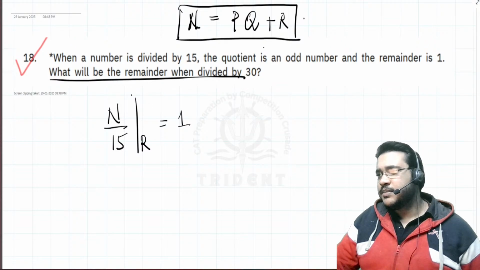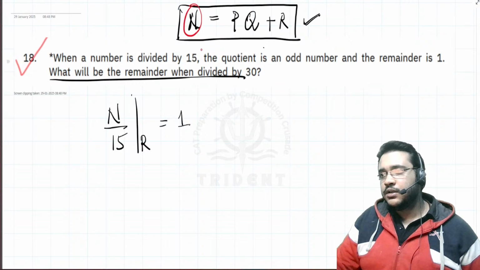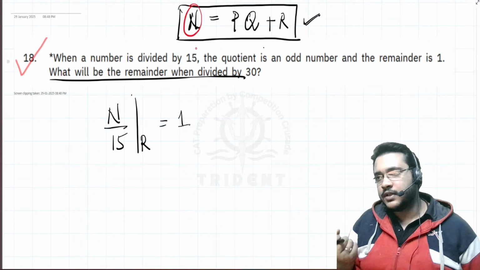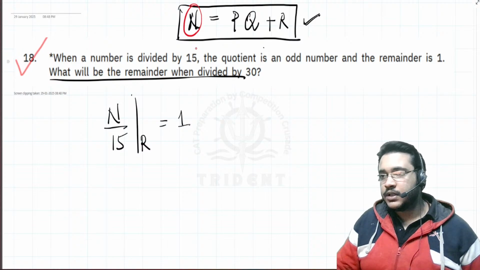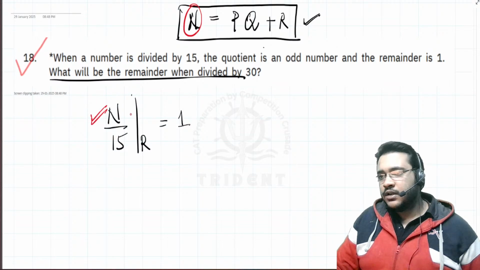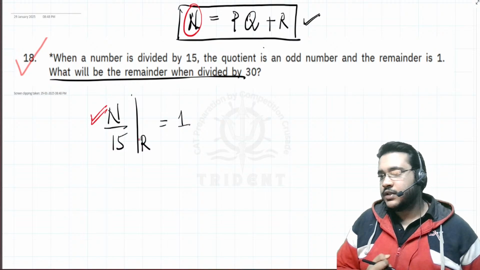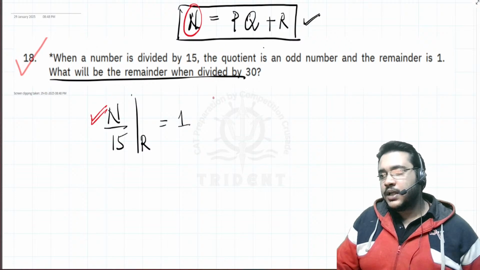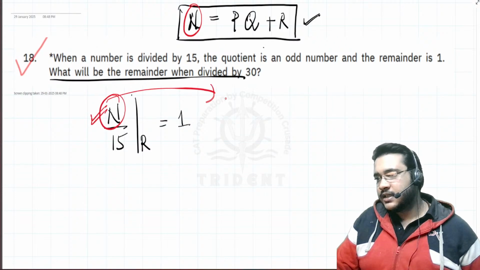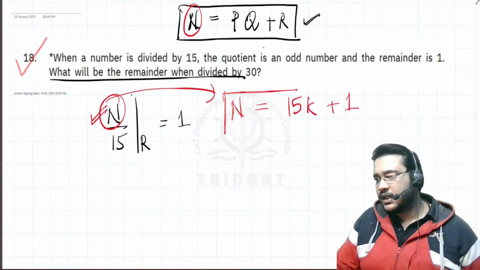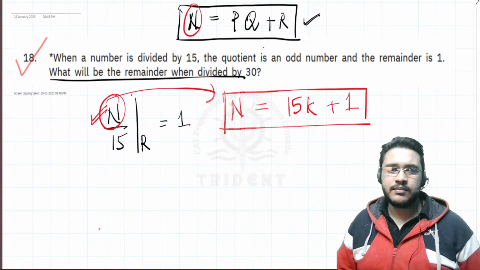Now, this basically tells you that there is some way for us to predict the form of the number, what type of number it is. Although I will not write any of these things in a copy when I'm solving these questions, it helps me immensely when I write n by 15 and remainder is 1. So I know that whatever this n is, it can be written in the form 15k plus 1.